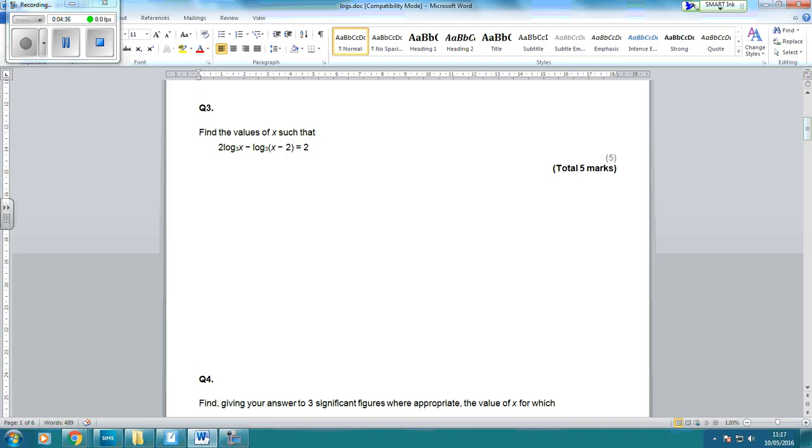So what we've got here is we've got a 2 in front of the log to the base 3 of x, so we can raise that power up. So we get log to the base 3 of x squared minus log to the base 3 of x minus 2. So we've got a log here, take away another log. Because we've got a minus there, we're going to divide the logs. So it's going to be log to the base 3 of x squared over x minus 2. Notice it's not log divided by log, it's log to the base 3 of this divided by this, and that equals 2.